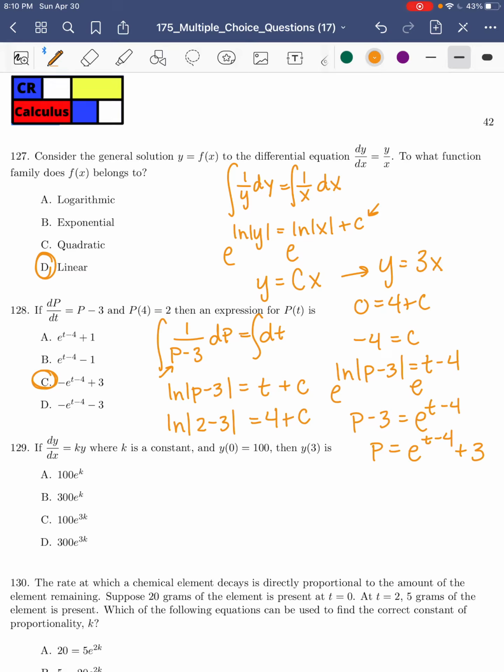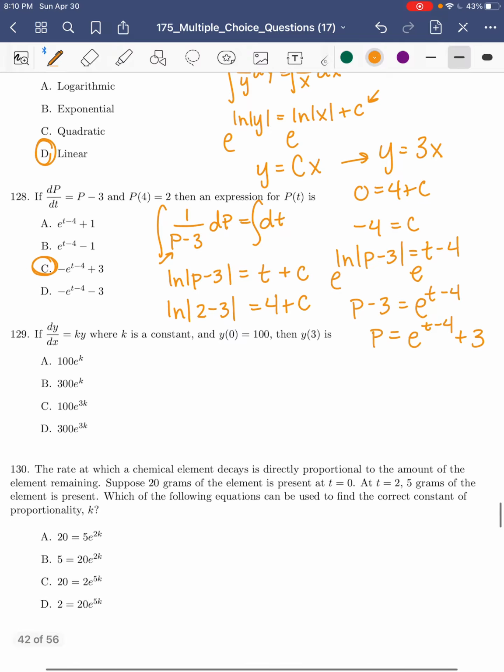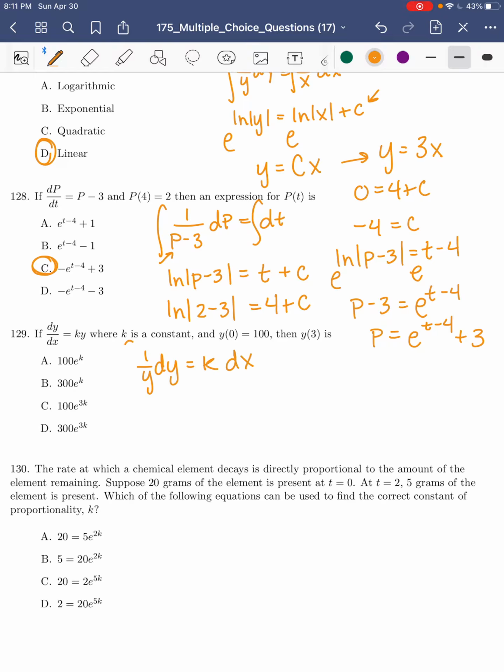Alright, 129. Same thing here. So we're given ky. We're trying to figure out the equation. So I'm going to divide by y. Leave k over here with dx. Antiderivative. Natural log of y equals kx plus c.